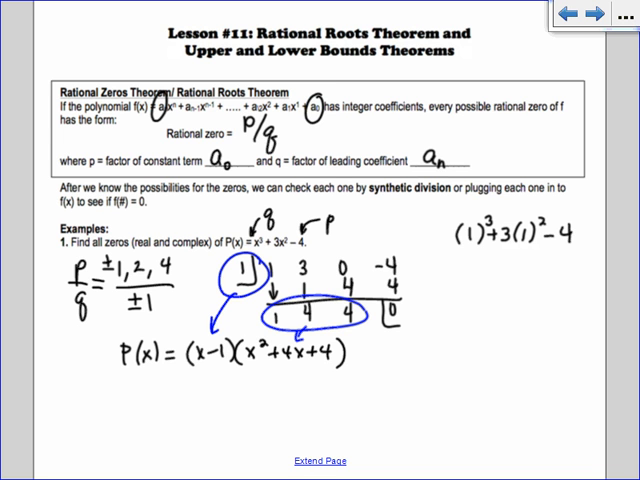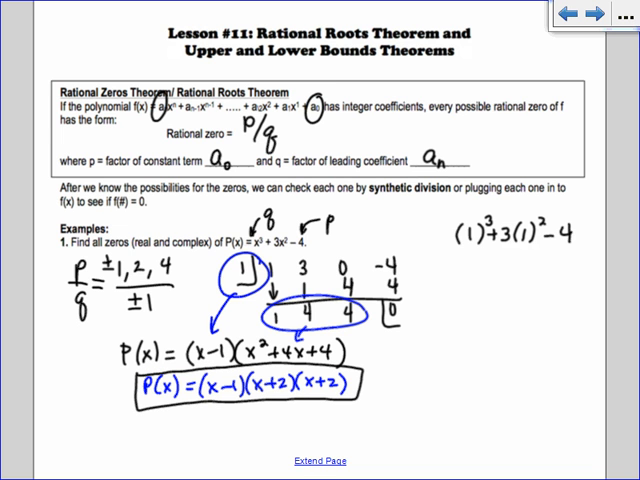Yeah, you do, right? We know how to factor x squared plus 4x plus 4. We know that it factors into x plus 2 times x plus 2. So our entire function factors into this. You have just learned how to factor something that looks like x cubed plus 3x squared minus 4. And that's why I love this theorem.